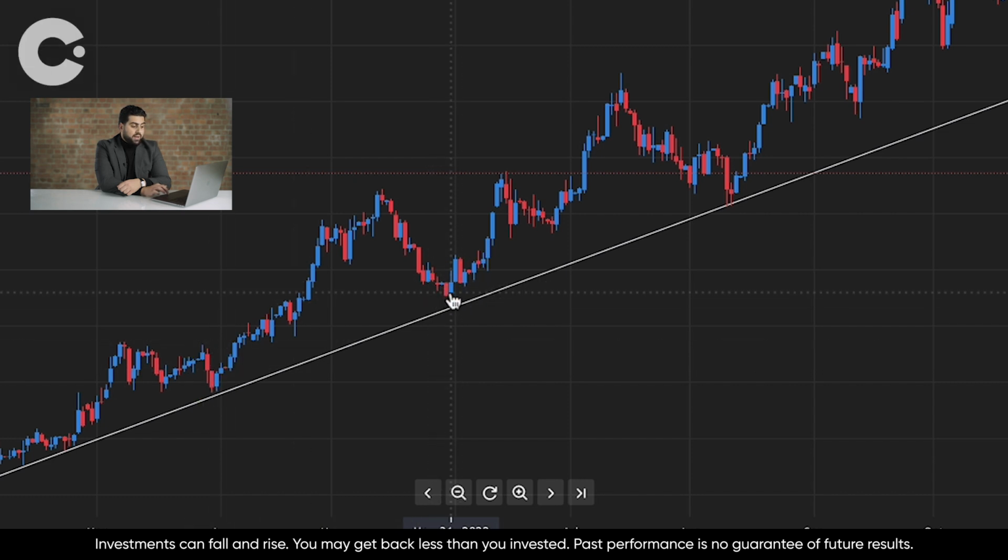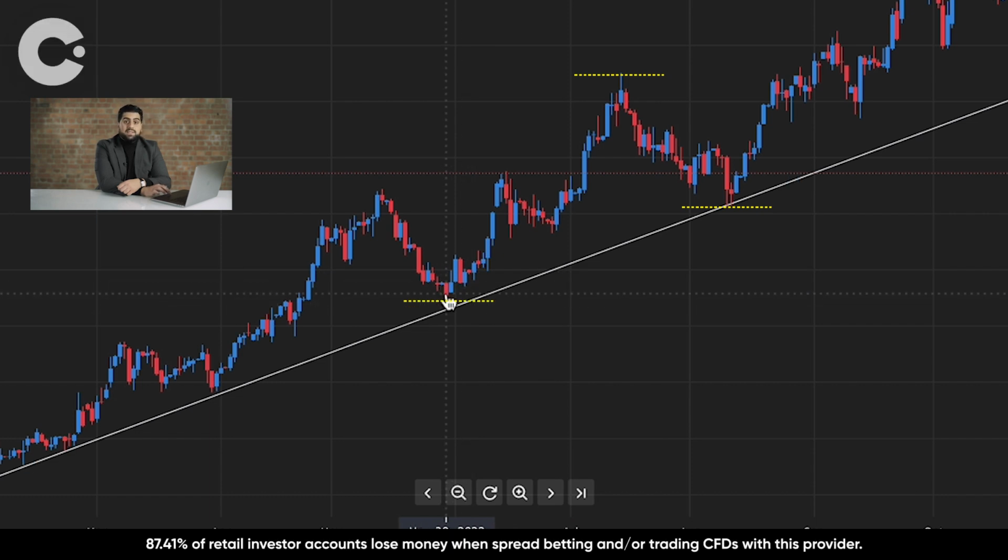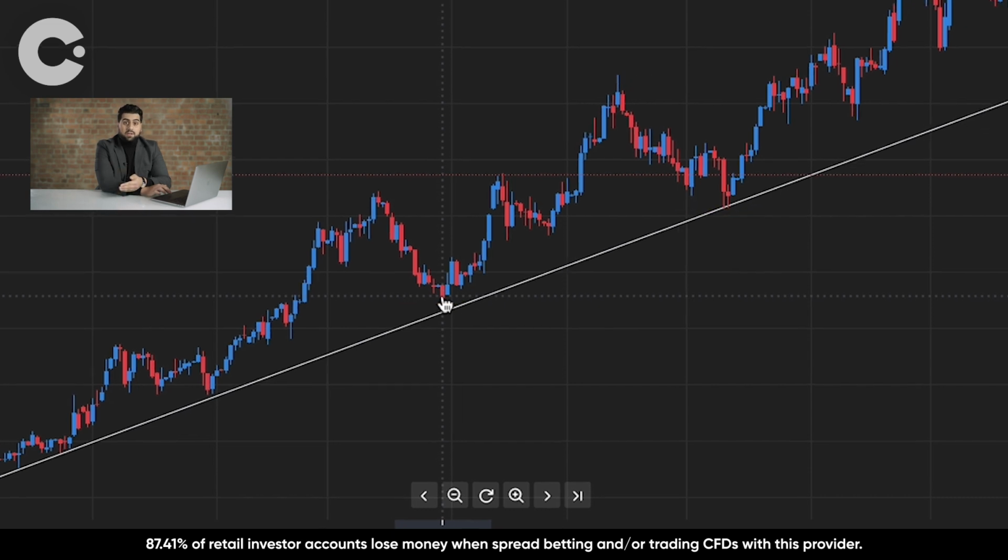You've got your higher low here, and then we go up, you've got your higher high, and then your higher low. And again, your higher low there is above your previous higher low. So the market is consistently producing consecutive higher highs and higher lows.